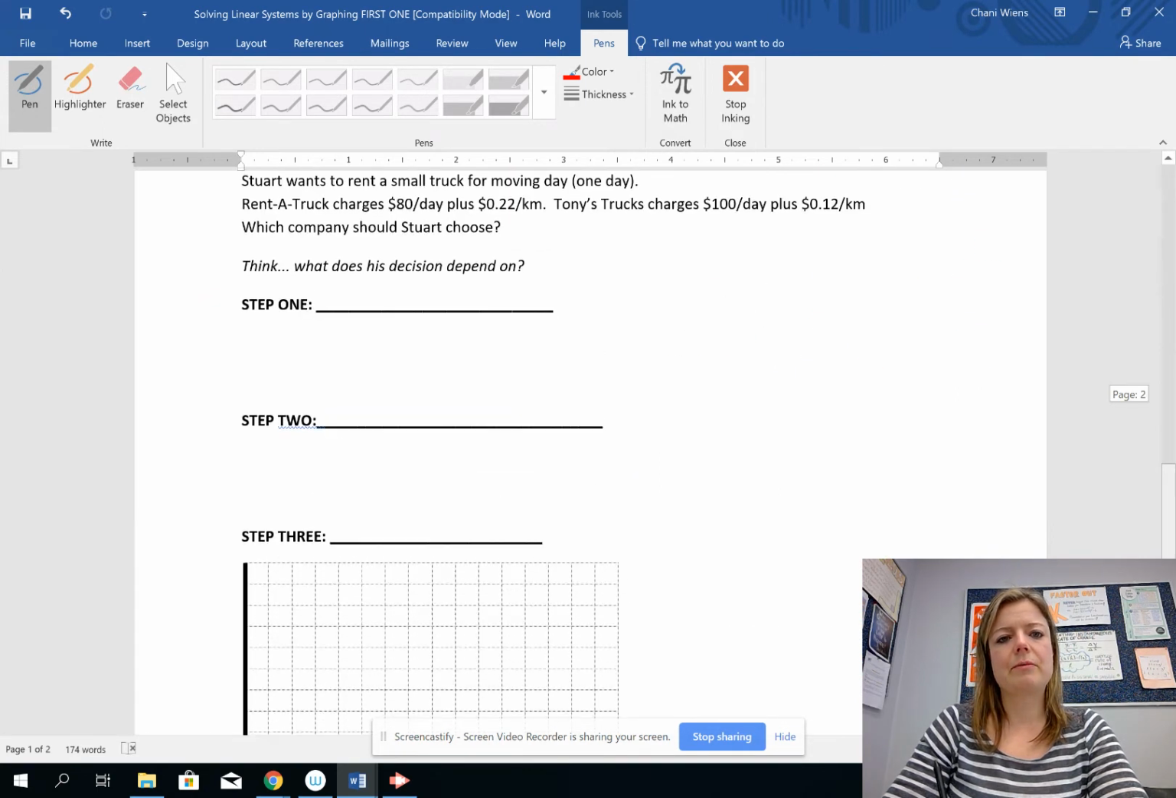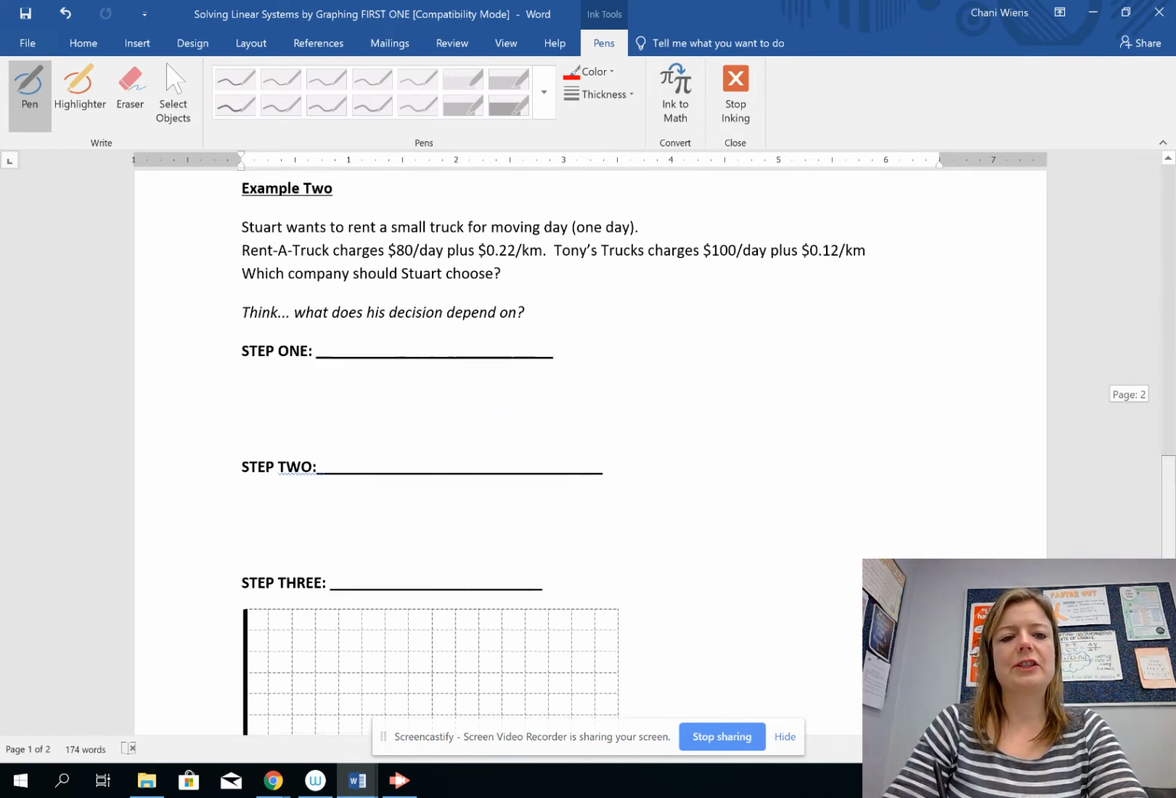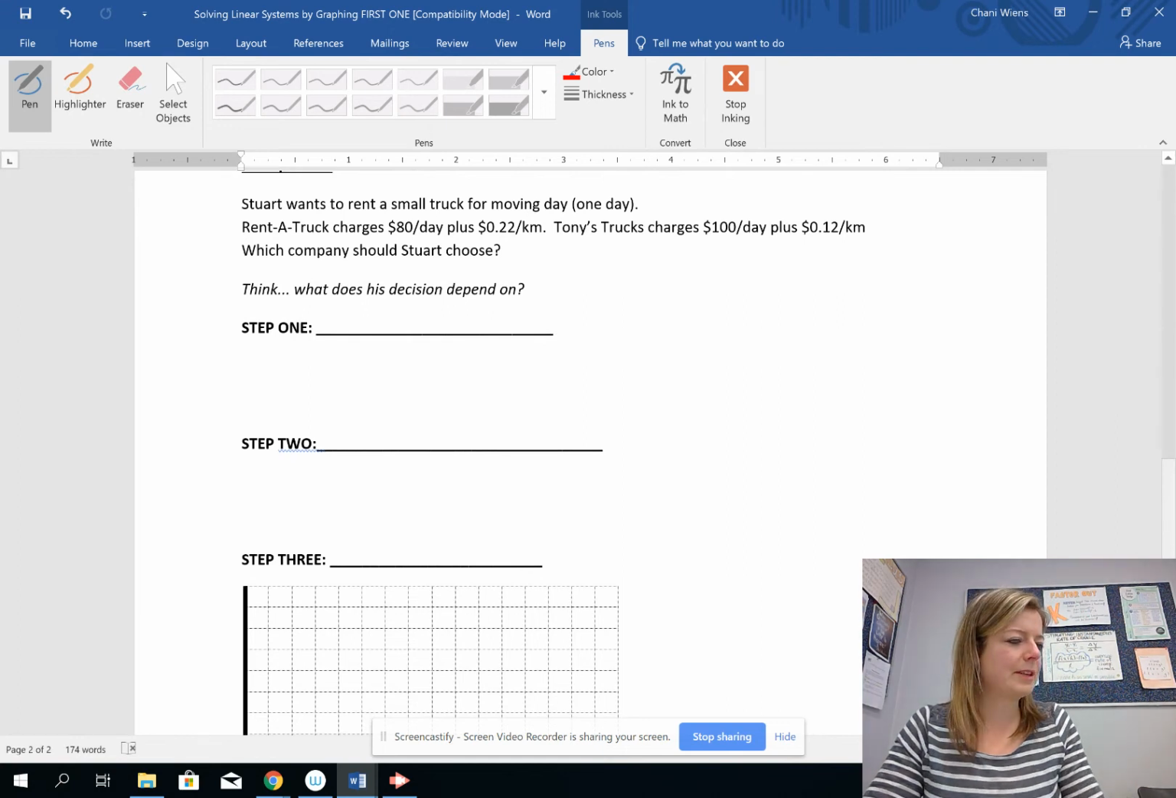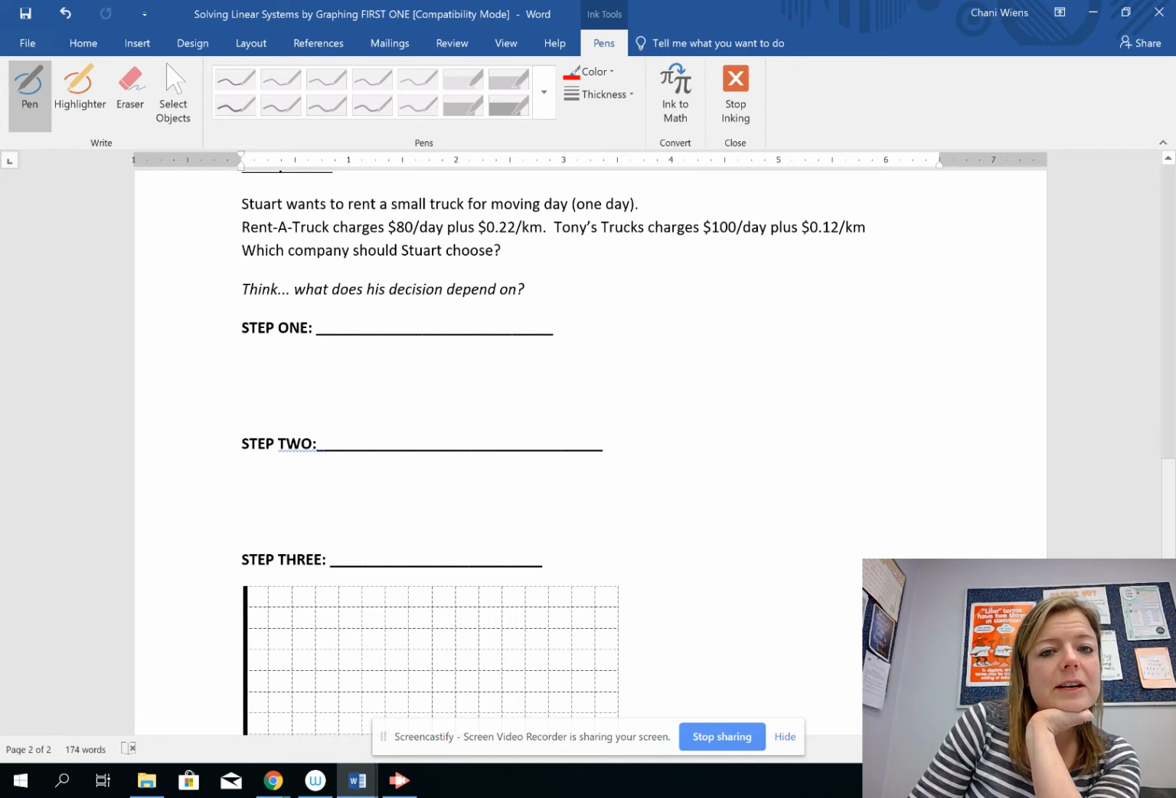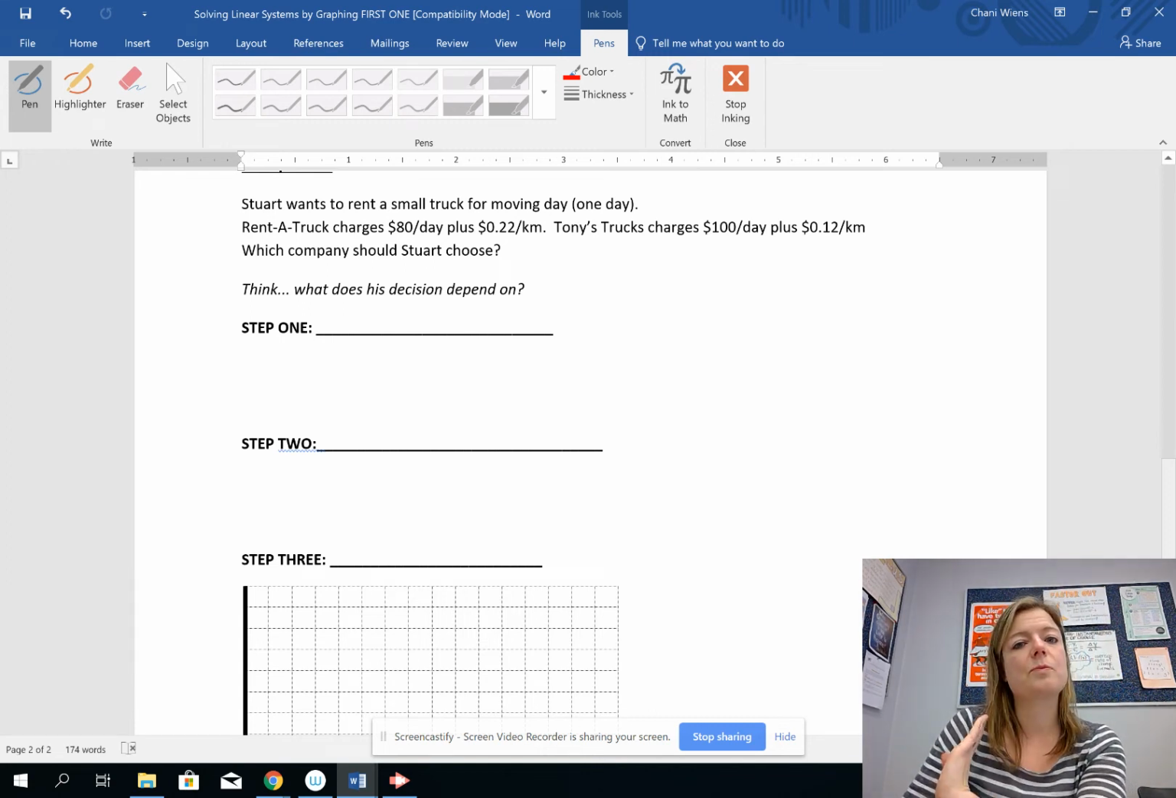Okay, let's do a real world example here with Stuart. Who doesn't love a good Stuart? Okay, Stuart wants to rent a small truck for moving day, just one day. Rent-A-Truck charges $80 a day, so 80 bucks, and then 22 cents a kilometer. And Tony's Truck charges $100 a day and 12 cents a kilometer. So which company should Stuart choose?